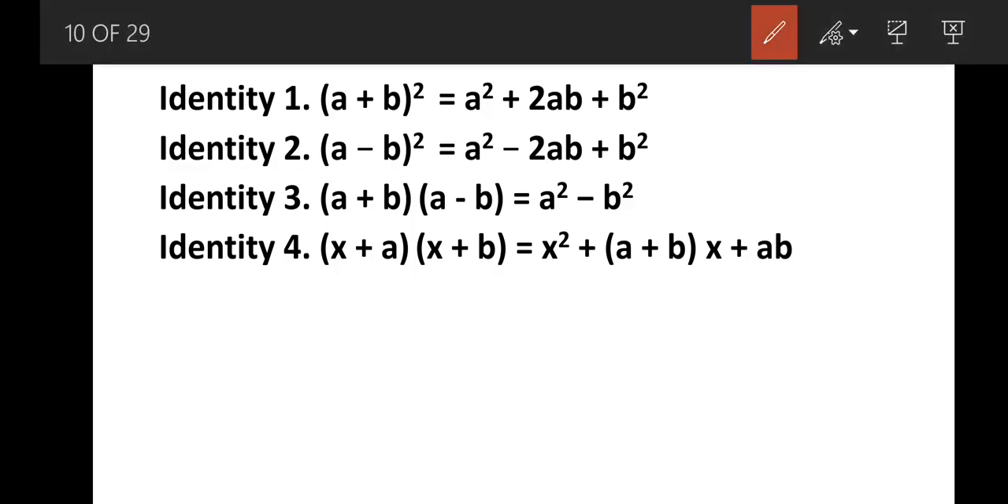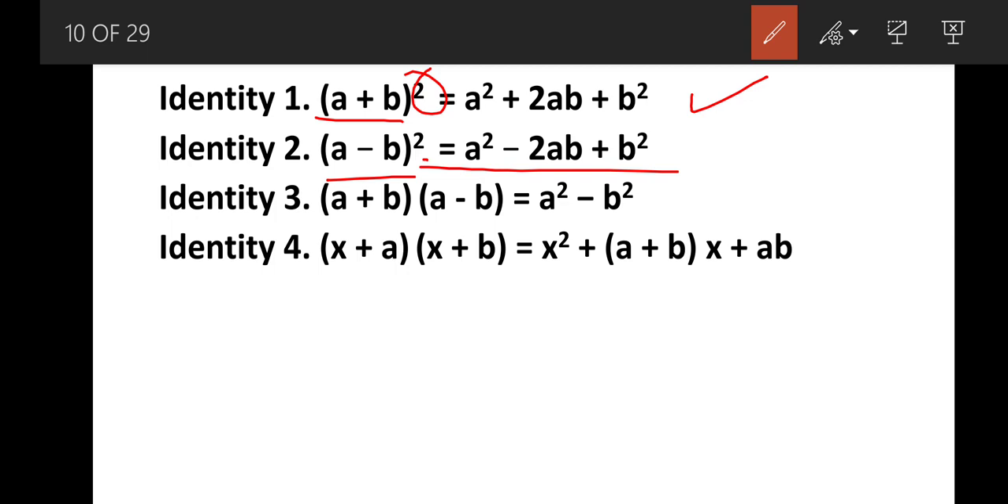Identity number 1 is (a plus b) whole square is equal to a square plus 2ab plus b square. Here, in between the two terms a plus sign will be there, and it is the square of these two, so you will be using identity number 1. If a negative sign is there in between the terms and square is there, then you are supposed to use identity number 2, that is a square minus 2ab plus b square.